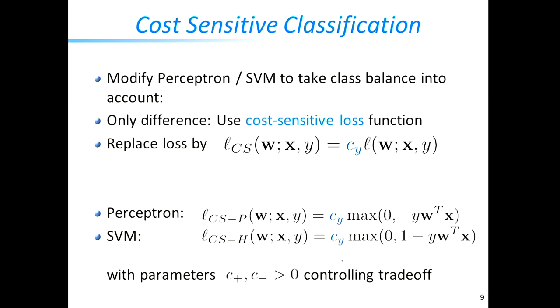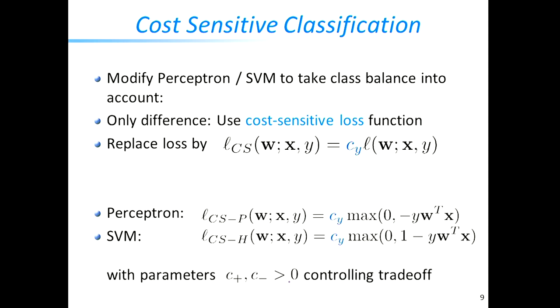So if you had some original loss function L, now what you would do is create a new cost-sensitive loss function, L sub CS for cost-sensitive, that is just the original one scaled by some non-negative number C_Y, where C_Y tells you how much you care about this particular class, say the positive or the negative class. And that idea you can of course apply to any of the loss functions we've discussed, the perceptron loss, the hinge loss, and so on. So that's the simplest thing you can do.